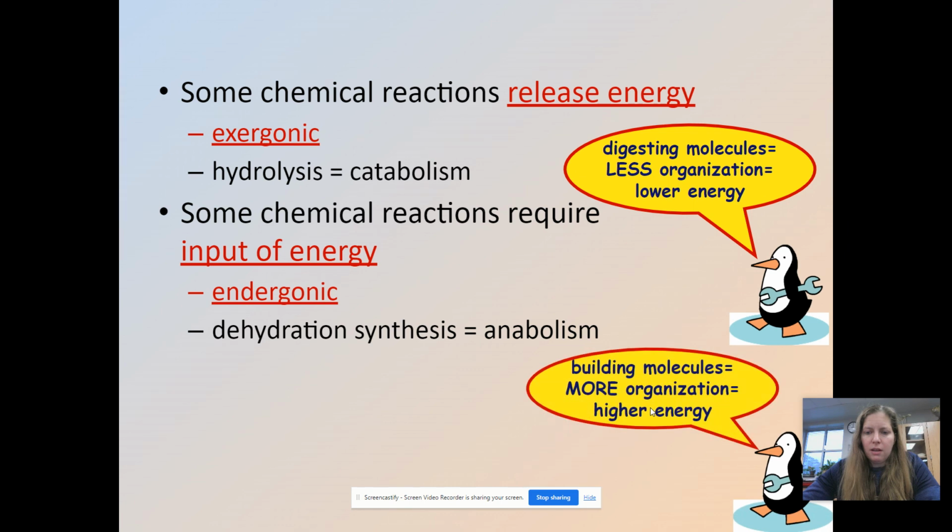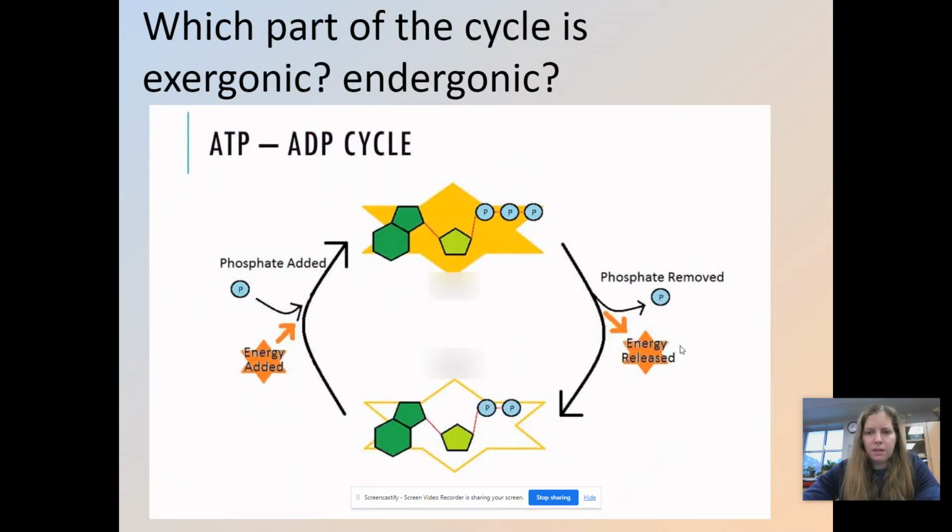Vice versa, if you're making a more complex molecule, it takes energy to build something up and make something more complex. And so that's going to require an input of energy. Here's our ATP-ADP cycle again. See if you can locate the portion that's exergonic and the portion that's endergonic.